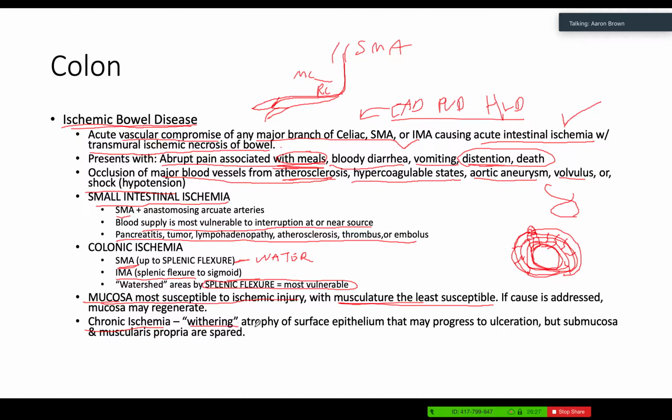Chronic ischemia is going to lead to a withering atrophy of the surface epithelium that may progress to ulceration, but the submucosa and muscularis propria are spared. And so this is like in our patients with shock. We mentioned before with our acute gastritis that we put patients in shock on a PPI to prevent the mucosa from becoming inflamed and forming a gastritis. It's the same idea here. When we have that chronic ischemia, eventually all of the mucosa is going to sort of die off because it's not getting enough blood supply or nutrients that it needs. Okay, so we end up seeing some ulceration at surface epithelium, but the submucosa and muscularis propria would be spared.